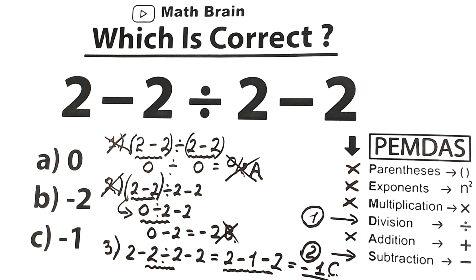Moreover, if you know a little bit about math, you can easily cancel this 2 and this 2, because 2 minus 2 is equal to 0, and as a result we have -1. Okay, this is a great trick in terms of math. So my correct answer is -1. I hope you understand it.